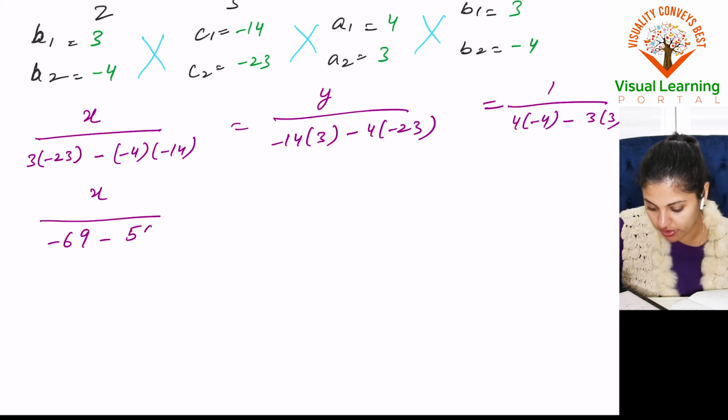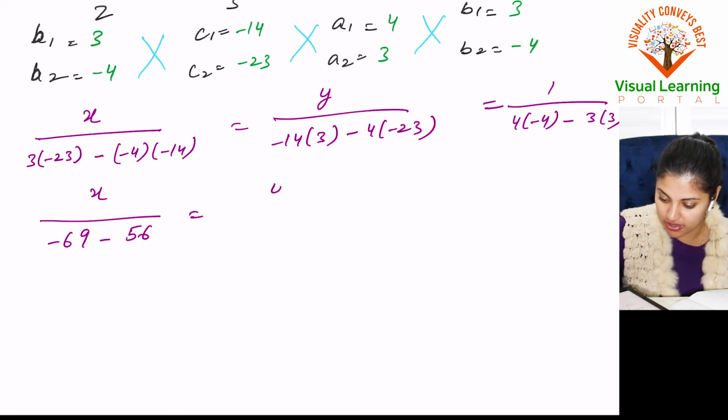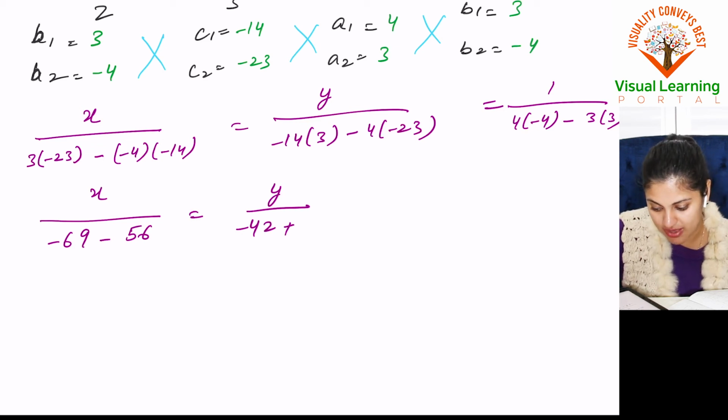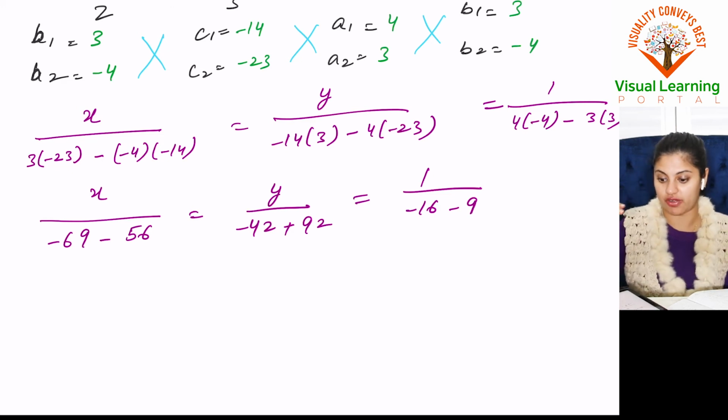Basically 14 into 4 is 56 because you're going to get 1 negative, 3 negatives are there. Y divided by 14 times 3 is minus 42. Minus minus will be plus. 23 times 4 gives you 92. 1, 4 fours are 16, but negative 16 minus 3 threes are 9. So make sure all the steps need to be very clear.